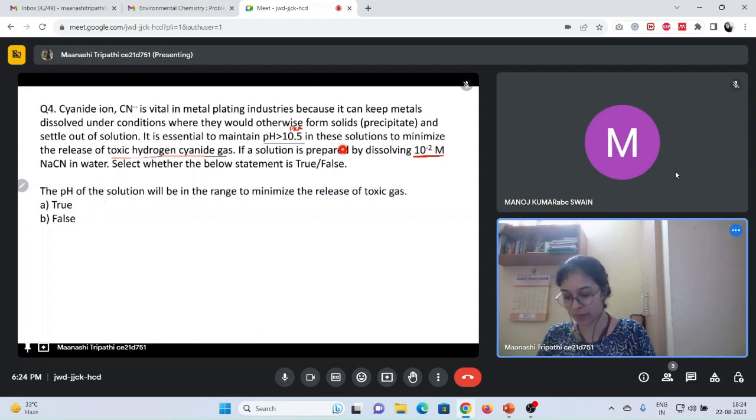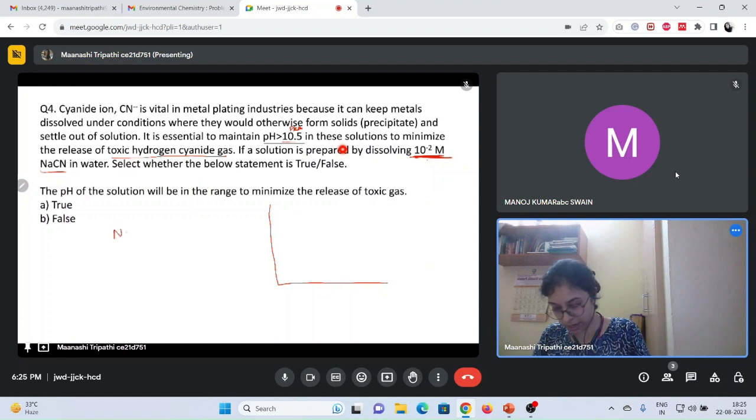And what is the statement? The pH of the solution that we will get after dissolving 10 raised to power minus 2 molar NaCN in water will be greater than 10.5. So based on that, we have to tell if it will minimize the effect of toxic hydrogen cyanide gas. So how should this be approached? This is a reference diagram. First I'll write the equation that HCN gas goes to H plus and CN negative.